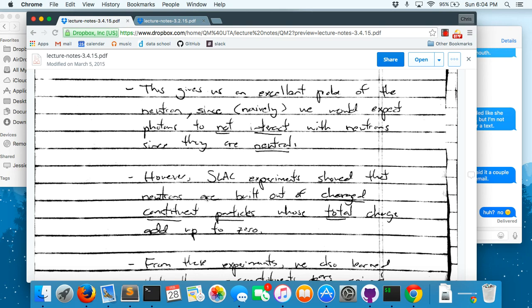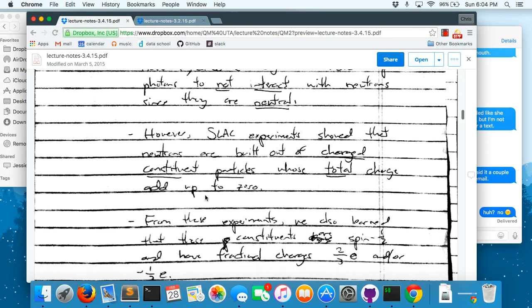So what happened was the photons would come in, and you would see some type of interaction. You would see some deflection of the photons, and that told us that the neutrons were made up of constituent particles that had charge. It's just that the total charge of those constituent particles had to add up to zero, right? Because we knew that neutrons were electrically neutral.